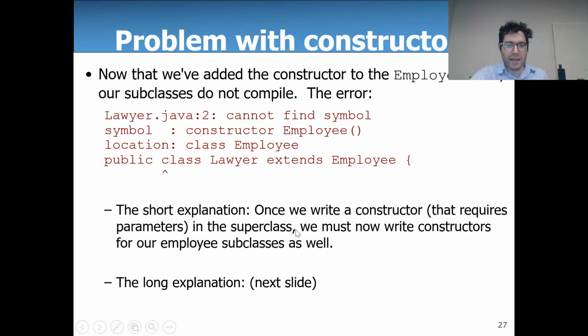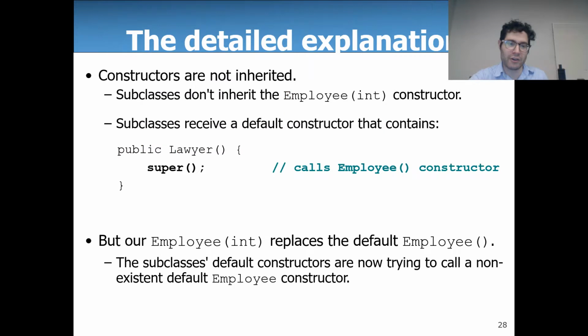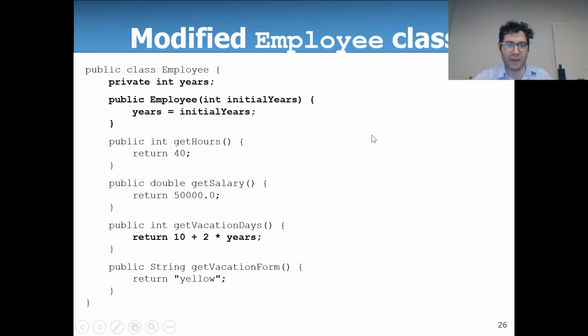Once you write a constructor that requires parameters in the superclass, you have to write constructors for Employee in the subclasses. That's the short explanation. The long explanation for why you need a constructor is that constructors are not inherited. So all subclasses get the default constructor, which is public Lawyer, super, which will call the Employee constructor. So Lawyer would call the Employee constructor, but the Employee constructor does not exist because there's only one constructor for Employee, which takes in the number of years.